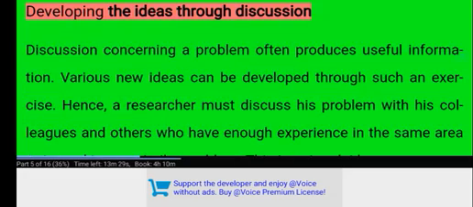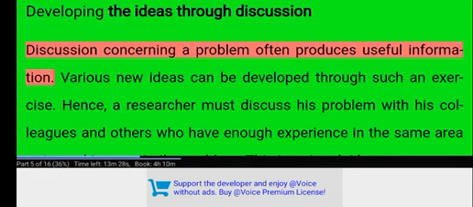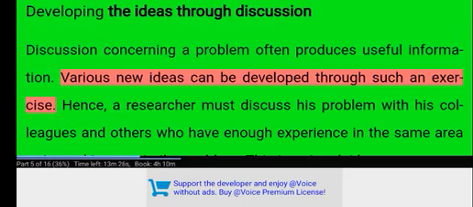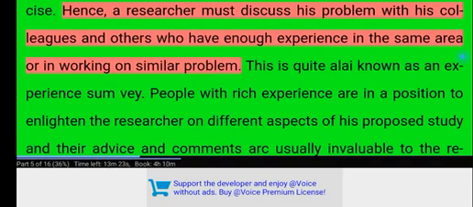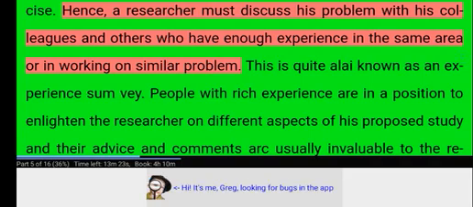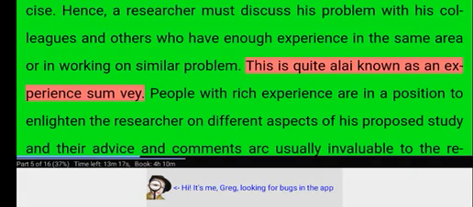Developing the ideas through discussion. Discussion concerning a problem often produces useful information. Various new ideas can be developed through such an exercise. Hence, a researcher must discuss his problem with his colleagues and others who have enough experience in the same area or in working on similar problems. This is quite often known as an experience survey.